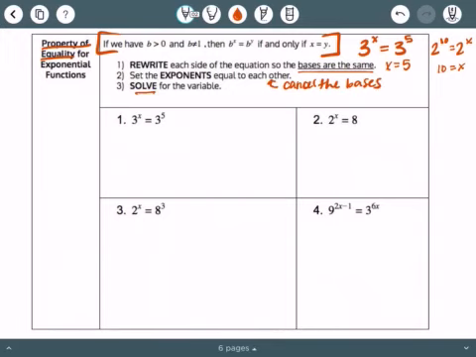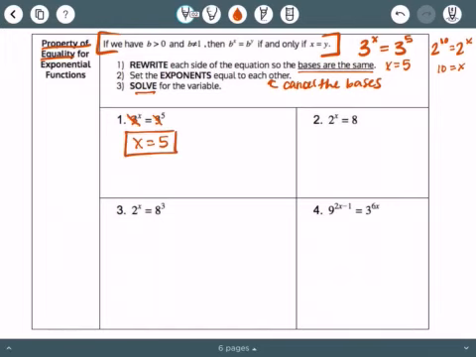So our first step is to rewrite it so the bases are the same. Here I see that 3 is the same as 3, so that's awesome. That means that we can cancel out the bases, and we're just left with x equals 5. And that is our answer, right?